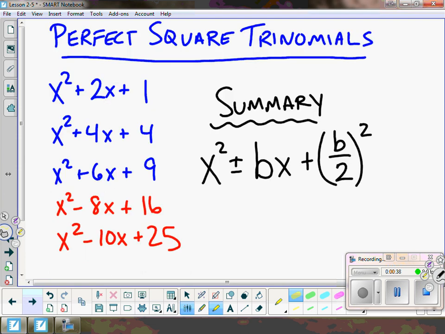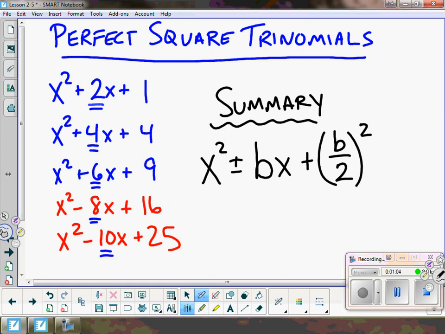Here are some examples. In blue, as you can see, we have x squared plus 2x plus 1, x squared plus 4x plus 4. The pattern is that the C number is always a perfect square: 1, 4, 9, 16, 25, and so on. The B number has a relationship with the C number.